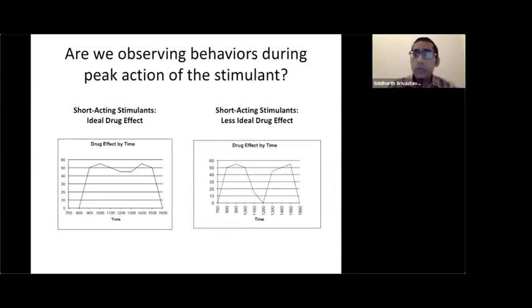The situation you want to avoid is the graph on the right, in which the second dose is started when the first dose's effects have fully escaped. So it's out of your system, and then you start the second dose, and there's not that nice overlap that you want. And so that might be what is happening in this scenario.